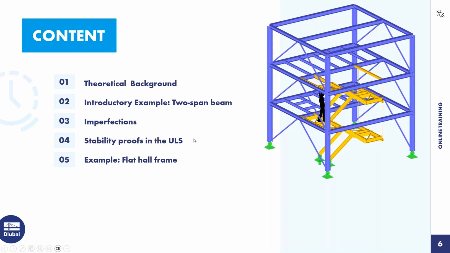So to the content today: at first I say something about the theoretical background. Then we start with the first example, a simple two-span beam. I say something about imperfections, geometrically linear analysis or second order theory and so on. Then I say something about the stability proofs in the ultimate limit state design. And we finish the online training with the second example, a flat hall frame.